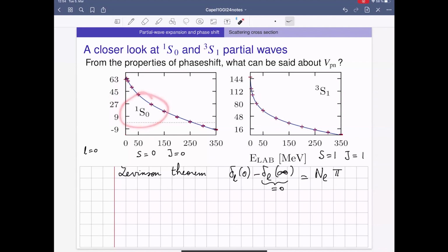There is no 0 plus proton-neutron bound state. You only have the deuteron, which is bound by 2 MeV.